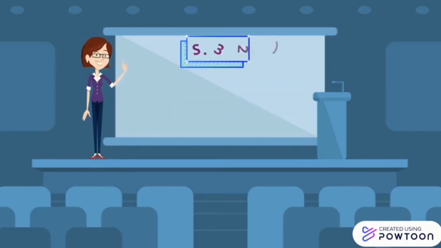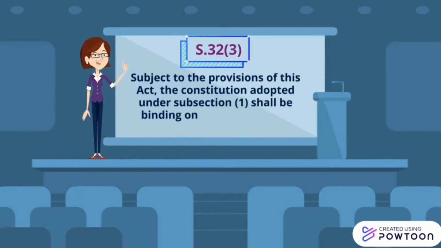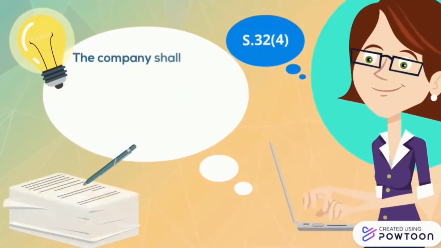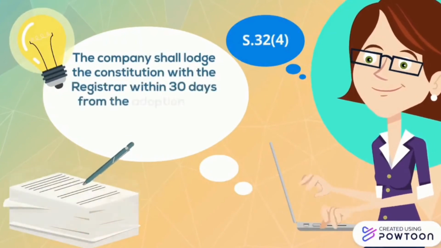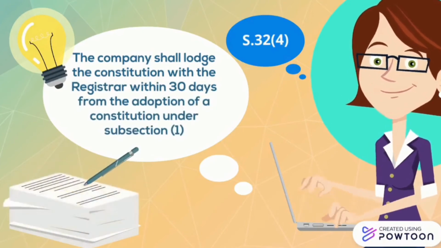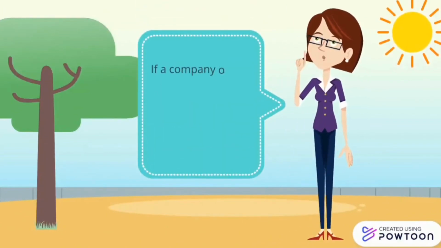Section 32(3). Subject to the provisions of this Act, the constitution adopted under subsection 1 shall be binding on the company, its directors, and its members. Section 32(4). The company shall lodge the Constitution with the Registrar within 30 days from the adoption of a Constitution under subsection 1. If a company opted to adopt a Constitution, does the Constitution need to be lodged?